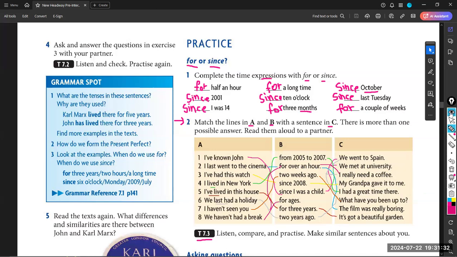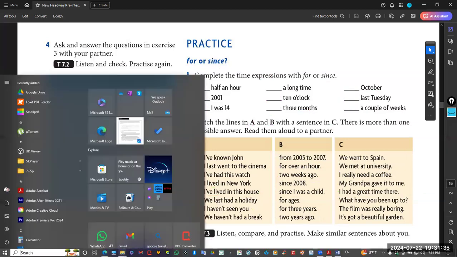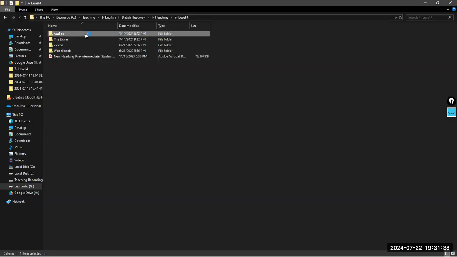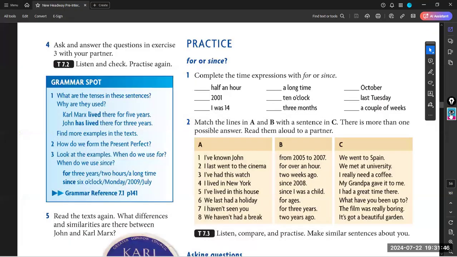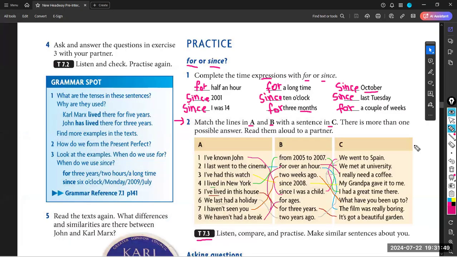It is 7.3. So this is the recording. This is unit 7 and this is recording 3. Tape script 7.3. For or since. 1. I've known John for 3 years. We met at university. So I've known John for 3 years. We met, so it is in the past, at university.